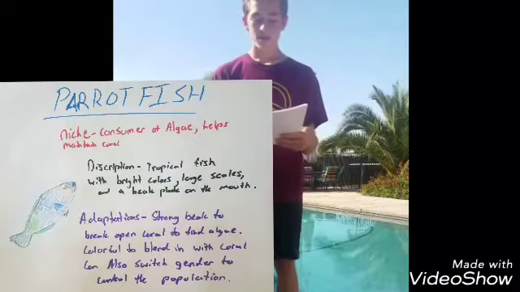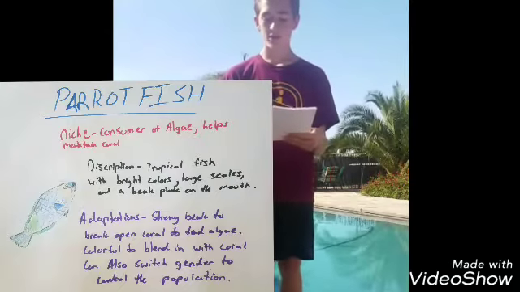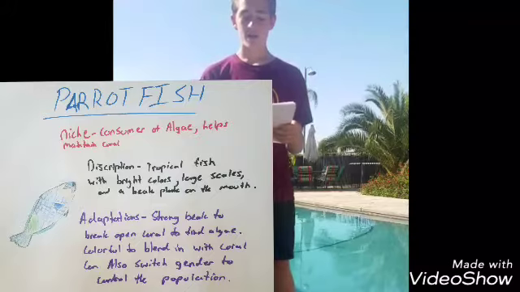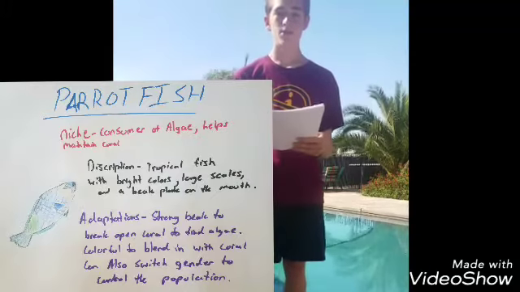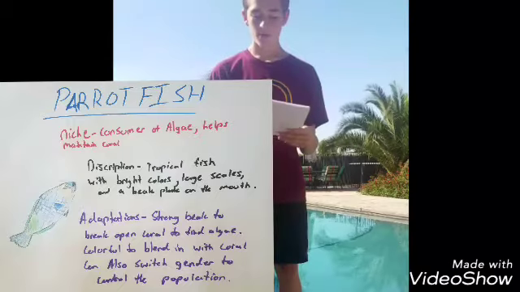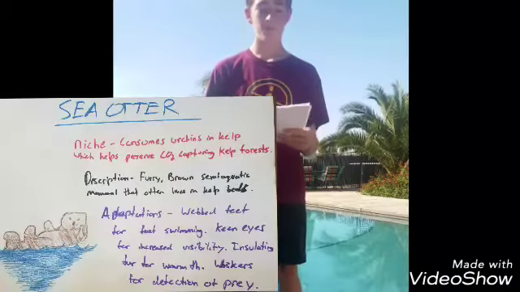Parrotfish are tropical fish that come in bright colors. They have large scales and also a beak plate on their mouth. They are consumers of algae and they also help maintain the coral. Parrotfish use their strong beaks to break open coral and find algae. They also are bright colors so that they can blend in with the coral.